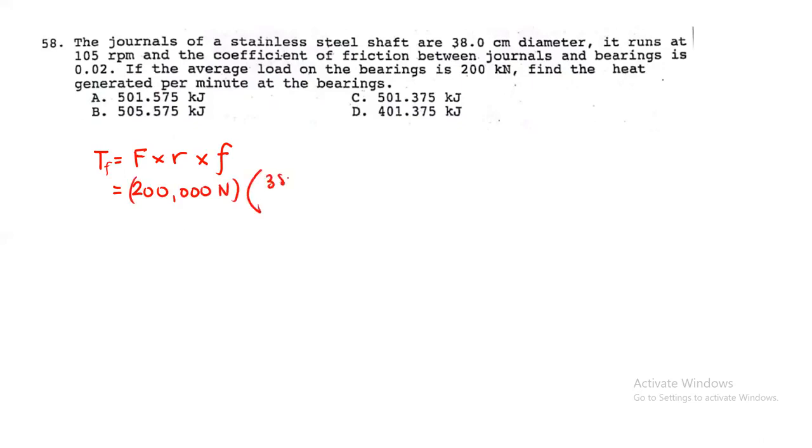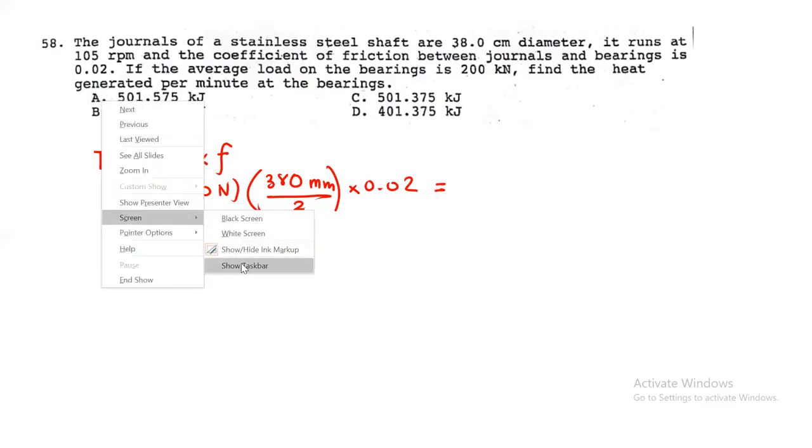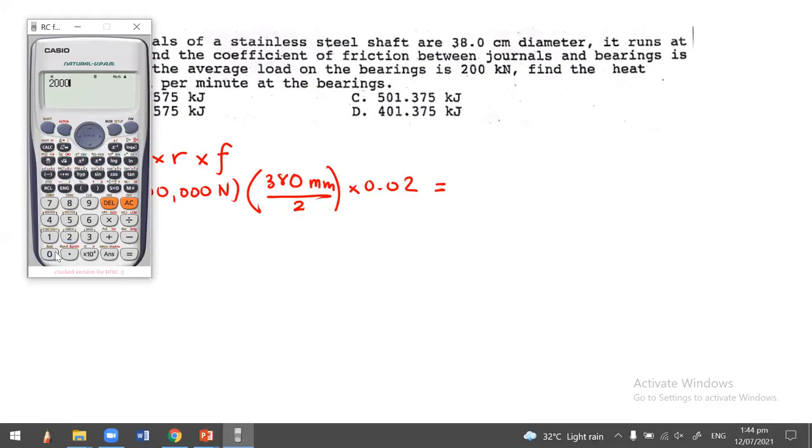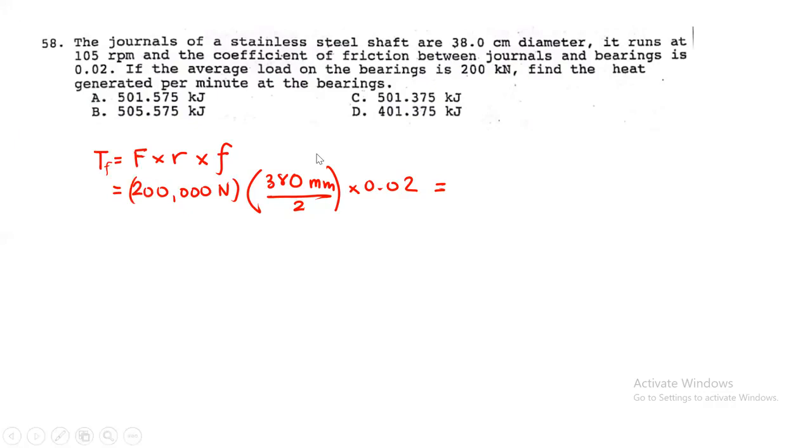So, 38 centimeter, let us convert it into mm. 38 centimeter times 10 is 380 mm. Divide by 2 to get the radius, times the friction of 0.02. So this is our frictional torque. 200,000 times 380 divided by 2, multiplied by 0.02, gives 760,000 newton-mm.